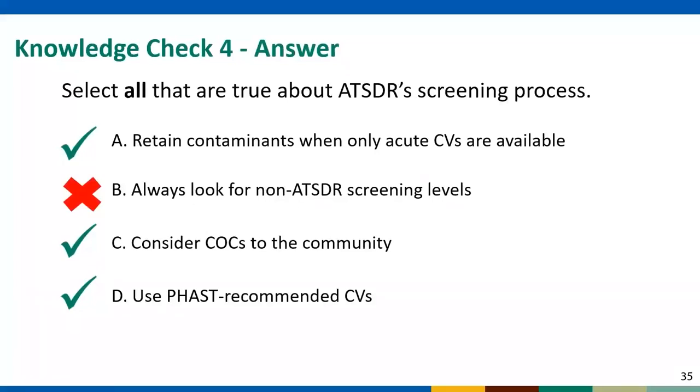We always consider contaminants of concern to the community, which is choice C. And we should always use fast recommended CVs, which is answer D. As I indicated previously, you are not required to look for non-ATSDR screening levels. If we don't have a screening level for a contaminant, you could just move that chemical into the category of, I'm going to take a closer look and further evaluate it. This is why answer B is incorrect, as indicated by the X.